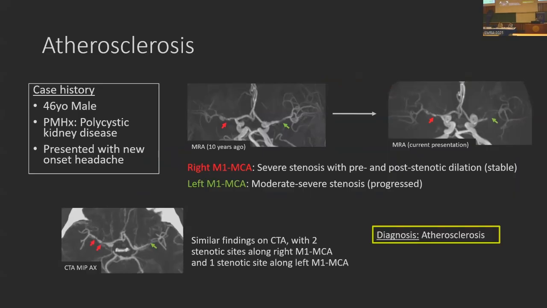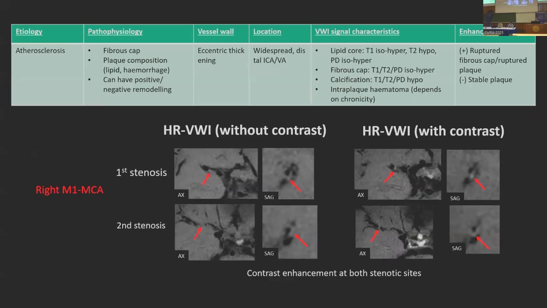This is a patient with known atherosclerosis. There was an MRA done 10 years ago, which shows bilateral MCA-M1 disease with a pre- and post-stenotic dilation on the right side. He came back again, and both the MRA and CTA show similar findings with, again, rather similar appearances of the vessels, but it has progressed. Vessel wall imaging was performed.